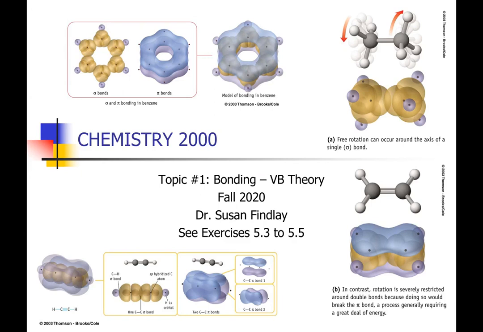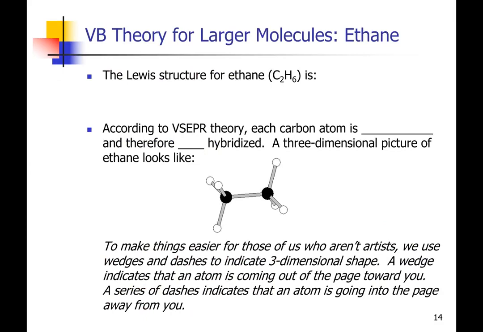In the last several videos, we've introduced valence bond theory and the concept of hybridization. In this video, we're going to apply that valence bond theory to ethane. So ethane is an organic molecule. It has all single bonds.